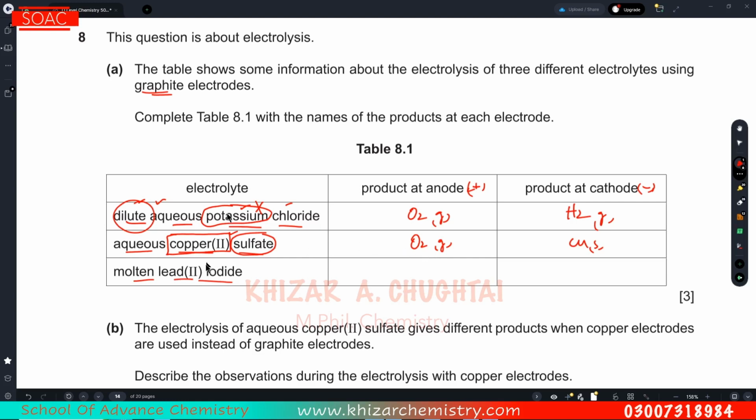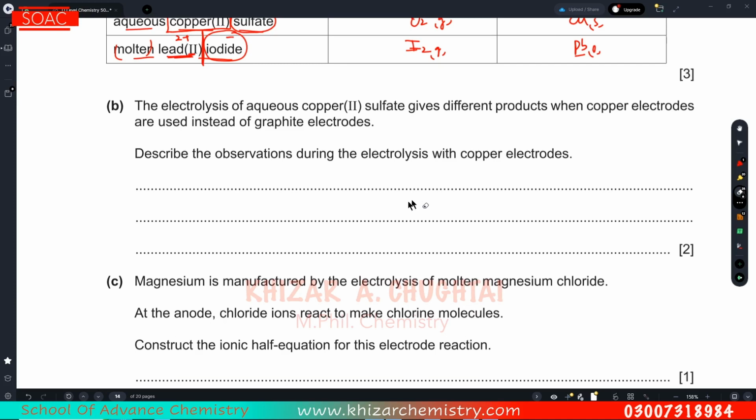In case of molten, only 2 types of ions are there: lead 2 positive, only one type of positive ion, and I negative ions. So iodide ions will move towards the anode to make iodine, I2, and it may be in the form of a gas because it's molten, and here will be Pb, lead, in the form of a liquid, and so on.